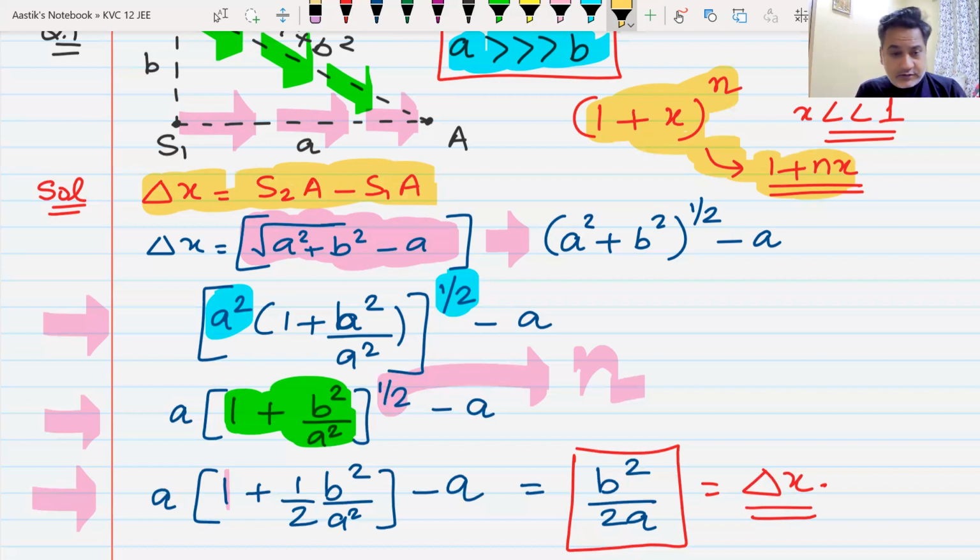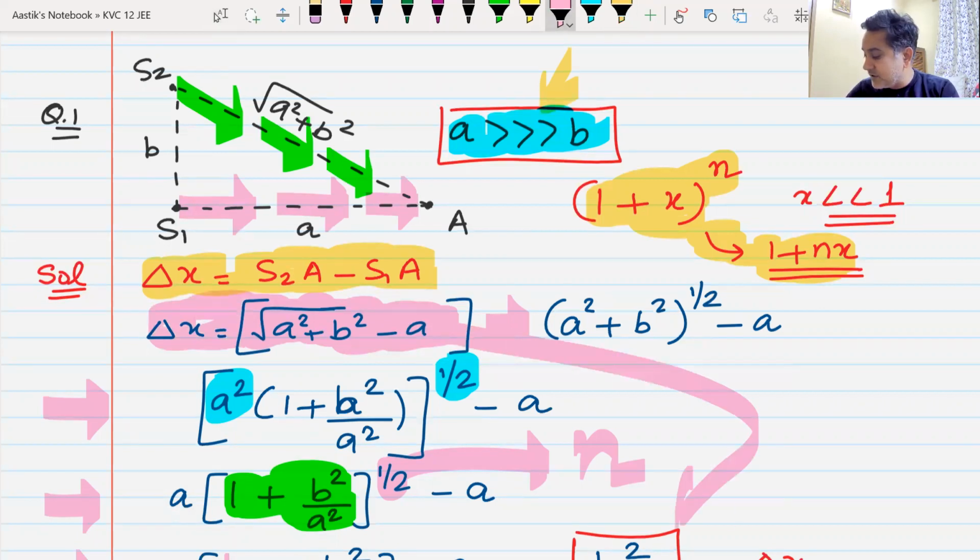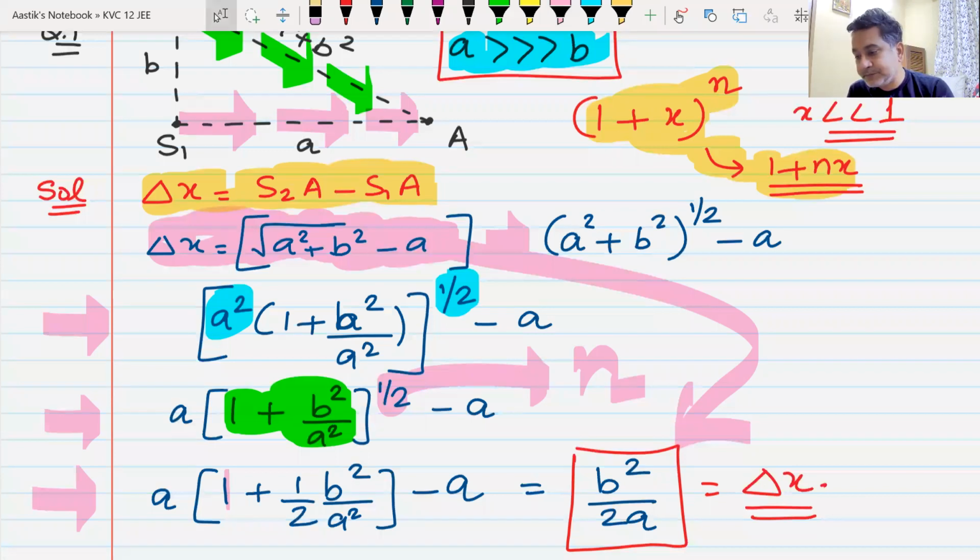So, sir, a very simple concept of path difference, just because of some conditions given here. The condition given here was this. It becomes from this value, which you see in pink, and goes on and becomes this value that you see finally coming up, just because of some shortcuts in maths, some binomial expansion. We get this, yes or no?